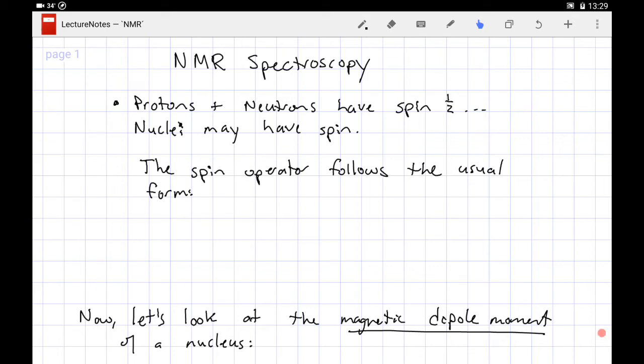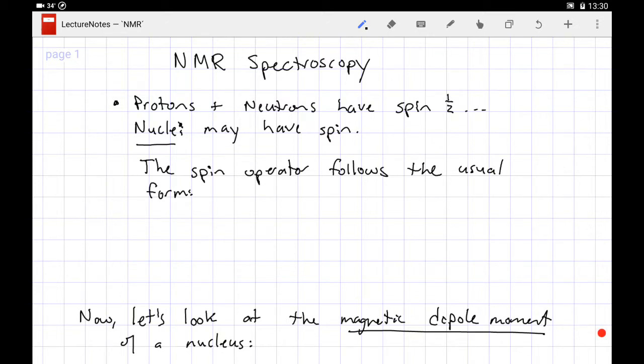Today we're going to talk about NMR spectroscopy. Where we start is by looking at protons and neutrons, and that those particles have intrinsic spin of 1/2. Now nuclei, or combinations of protons and neutrons, might also have spin, and that forms the basis of NMR spectroscopy.